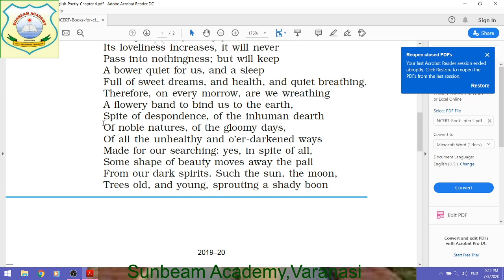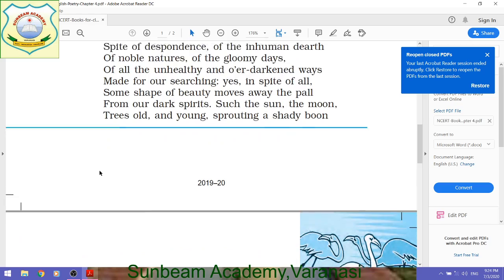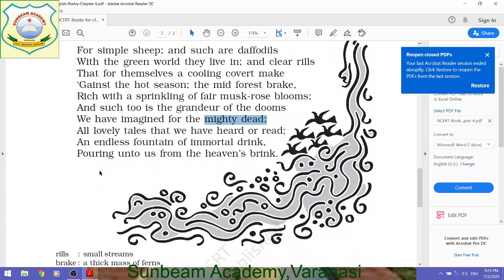And then finally in the last two lines the poet says that nature provides us an immortal drink that pours into our hearts right from heaven. And this immortal drink is present here on the earth in nature in the form of things of beauty, which are the constant source of joy and happiness for us.